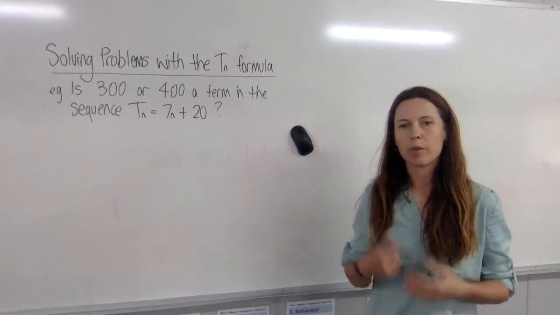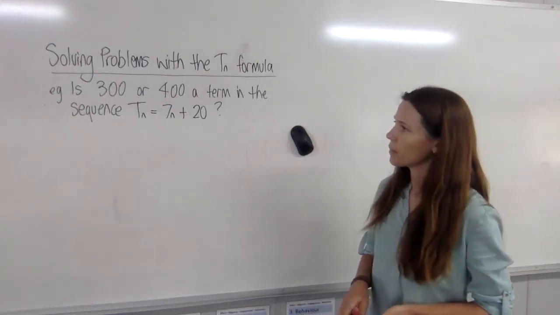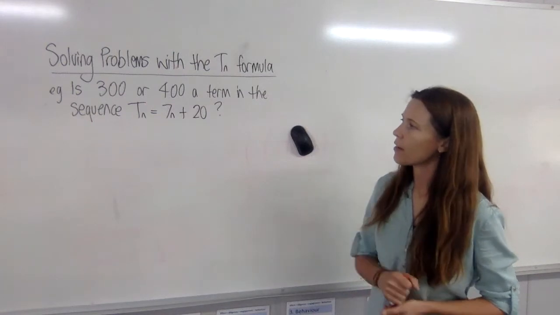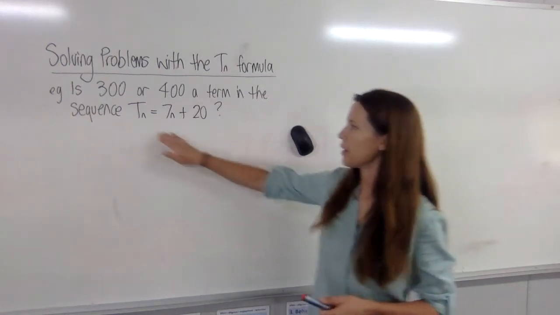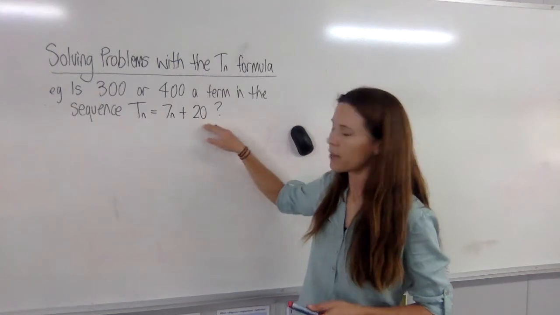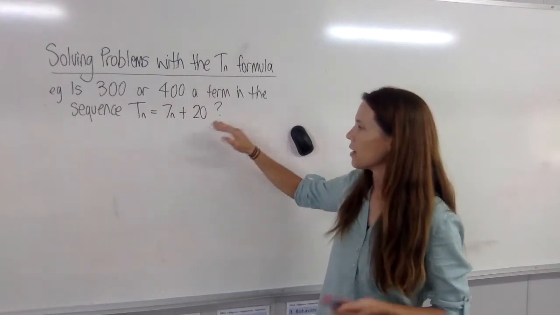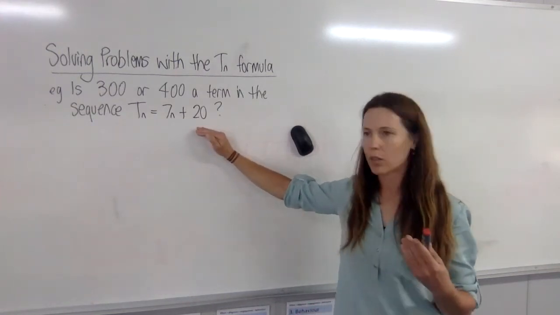Now let's solve some problems using the nth term formula. This example says, is 300 or 400 a term in this sequence? And they've given us the nth term formula for a sequence. Now, a quick inspection of this to tell us what's going on.